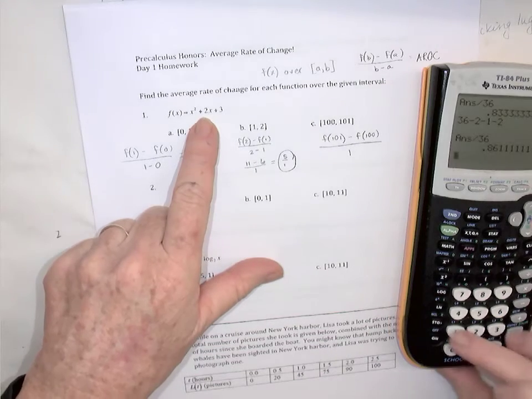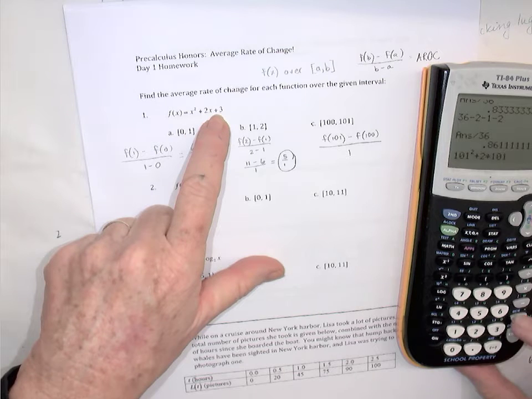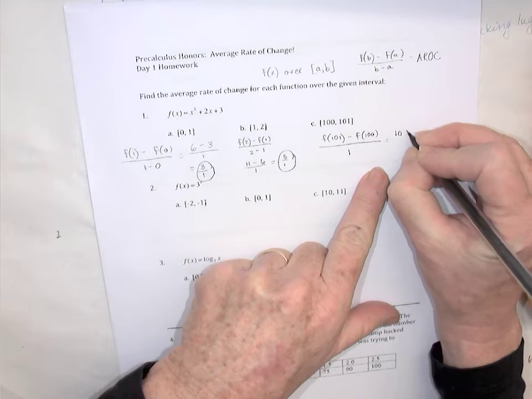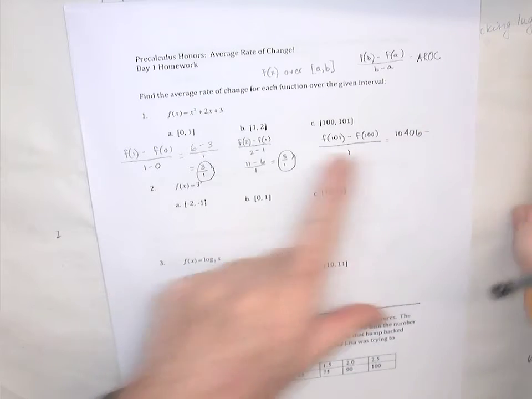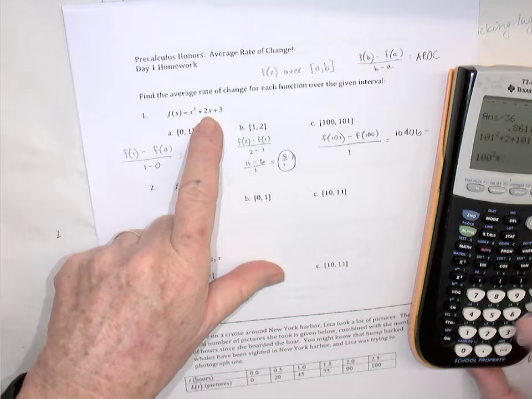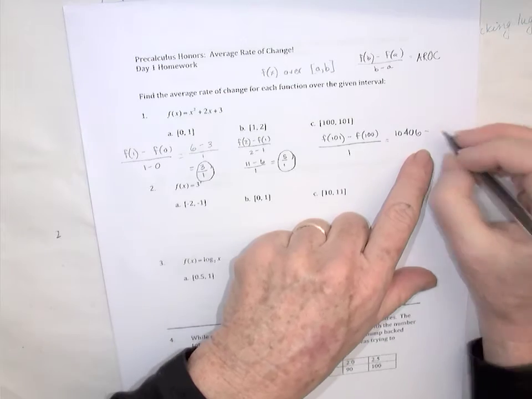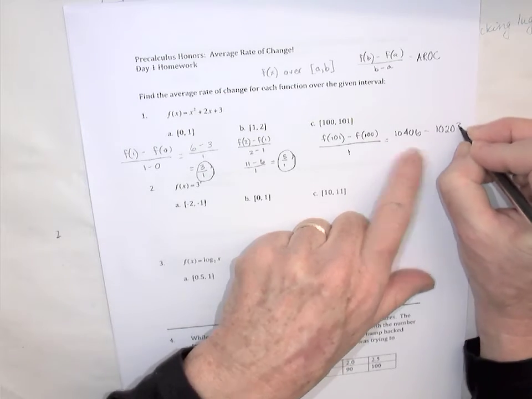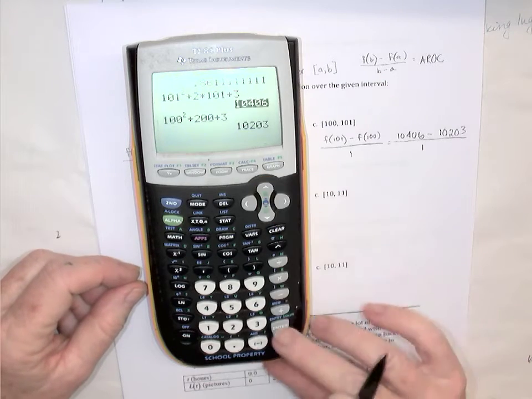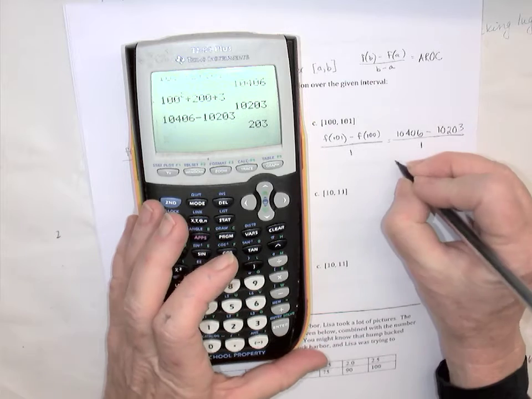But I'm just going to have 101 squared plus 2 times 101 plus 3, which is 10406, minus f of 100, which is 100 squared plus 200 plus 3, which is 10203, all over 1. What that's going to give me is that thing minus that thing. On the top I get 203.